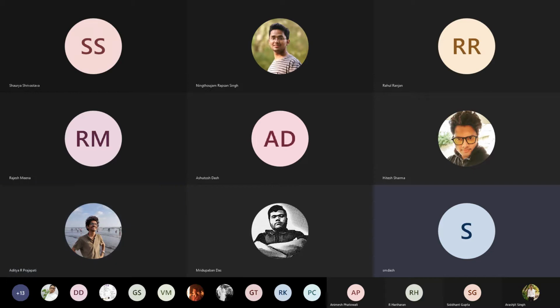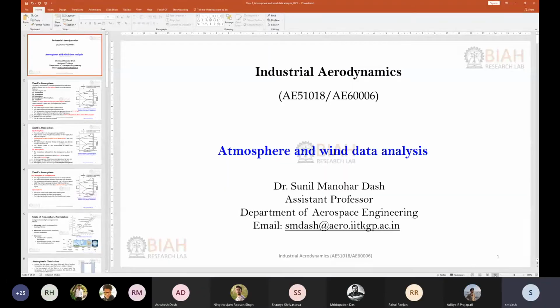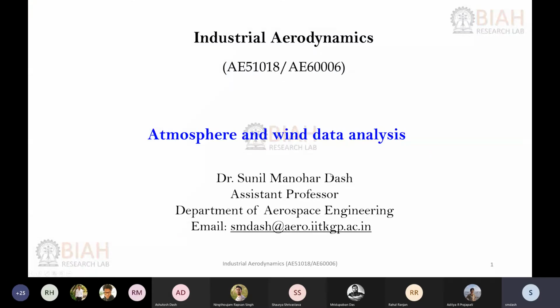Okay, so let's go to our first chapter. As I said, the first chapter is about atmosphere and wind in general. We are going to see how we can get meaningful information from the wind data that we observe in the atmosphere, what type of wind we actually see in the atmosphere, and how we can analyze those data. So first let's look into atmosphere, then we go to the second one.